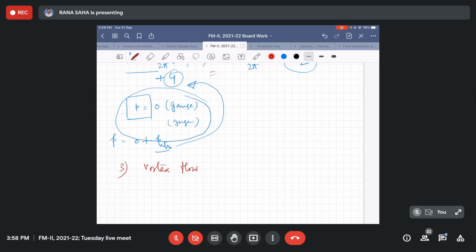There are 2 types of vortex flow, free and forced. Essentially, it is the free vortex flow, which is due to irrotational flow.